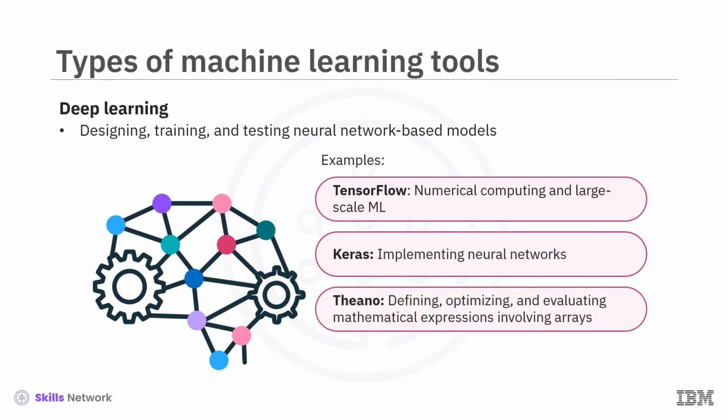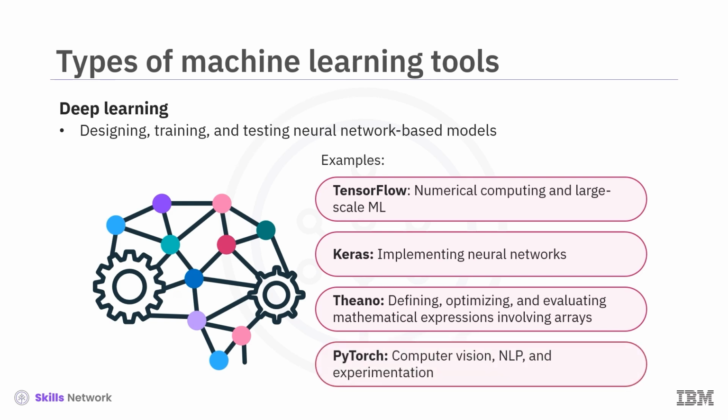Theano is for efficiently defining, optimizing, and evaluating mathematical expressions involving arrays. PyTorch is an open-source library for deep learning applications in computer vision and NLP. It also allows experimentation to test ideas.